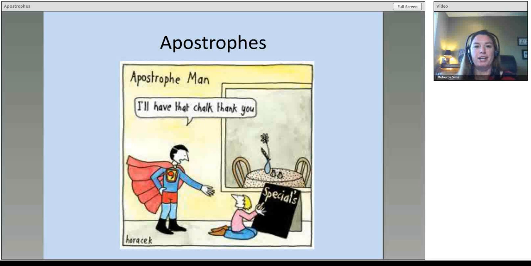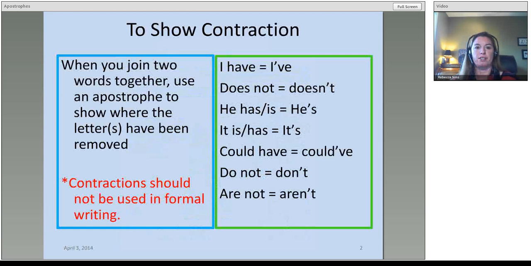Let's talk about apostrophes. Nice little cartoon here. The apostrophe man saying, "I'll have that chalk, thank you," because she's clearly putting an apostrophe where it does not belong. A lot of us make mistakes with apostrophes, so let's spend a couple of minutes talking about the mighty apostrophe.